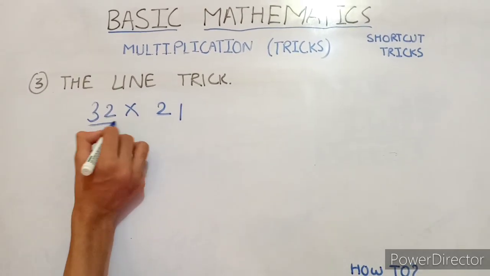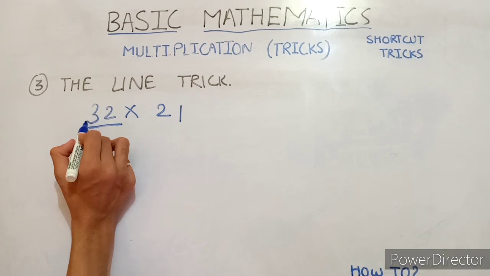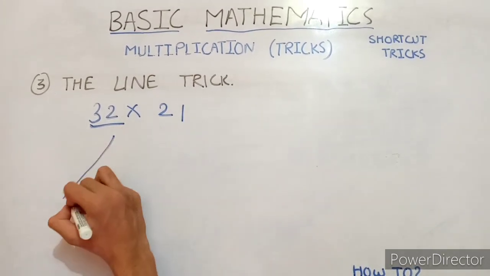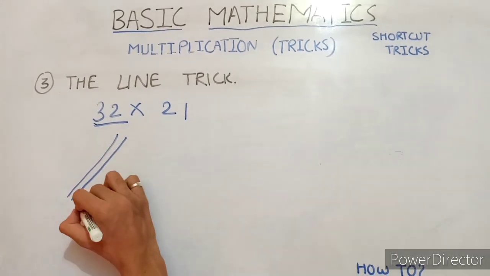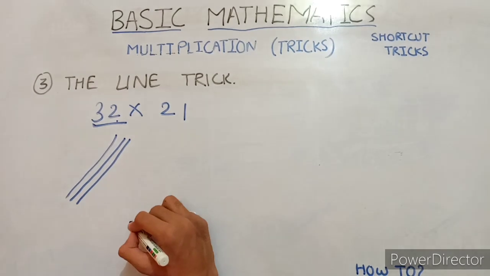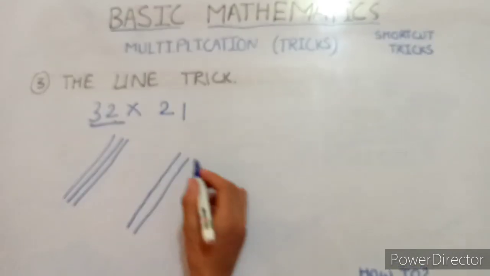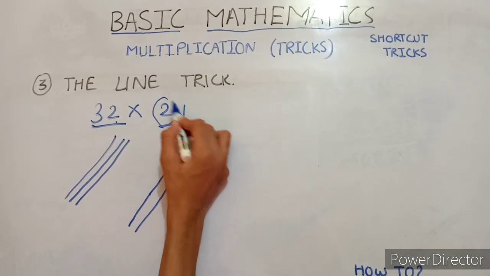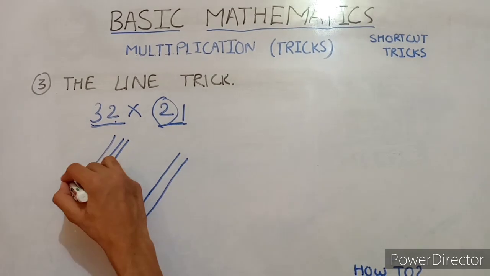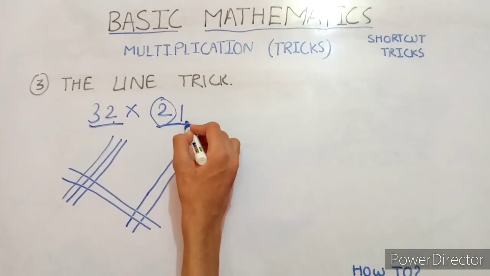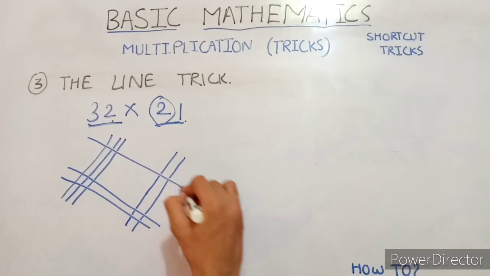So first let us take this number. The first digit is 3, so draw 3 lines. 1, 2, 3. Then the second digit is 2, so draw 2 lines. 1 and 2. Now let us take the second number. Here the first digit is 2, so draw 2 lines here. 1 and 2, and then the second digit is 1, so draw 1 line.